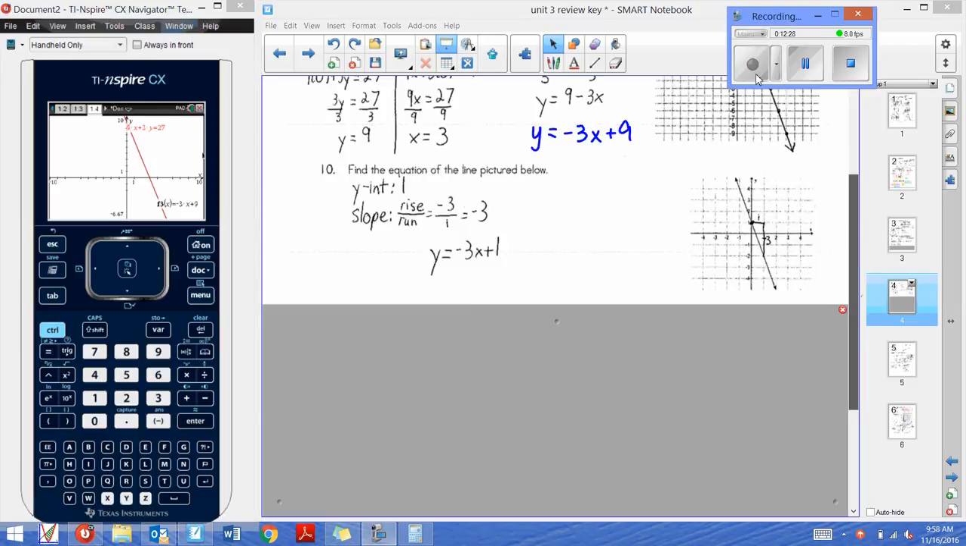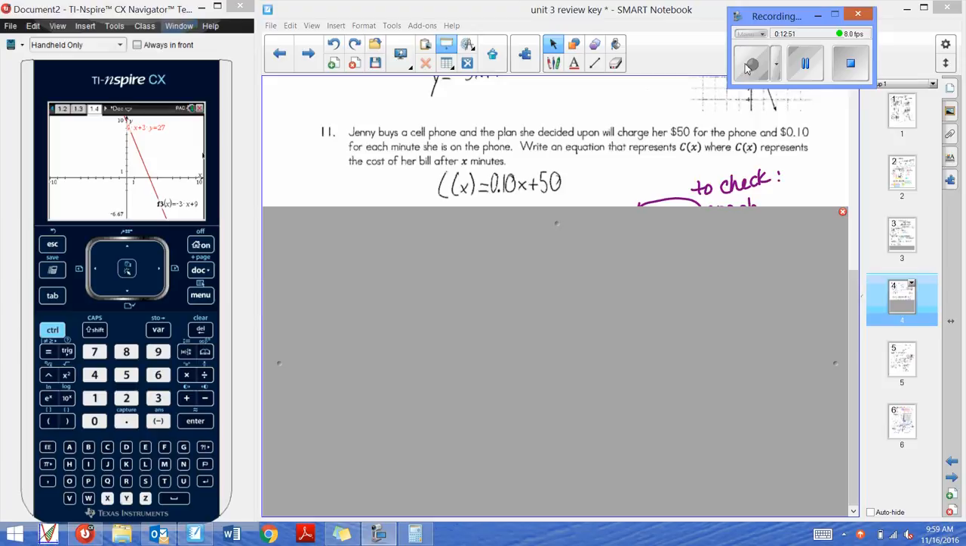And number 10, when you find the equation of a line, we should be looking at y equals mx plus b form whenever possible. We have a beautiful y-intercept at 1 and a slope of down 3 to the right 1. Negative 3 over 1, and you put them together to get y equals negative 3x plus 1.